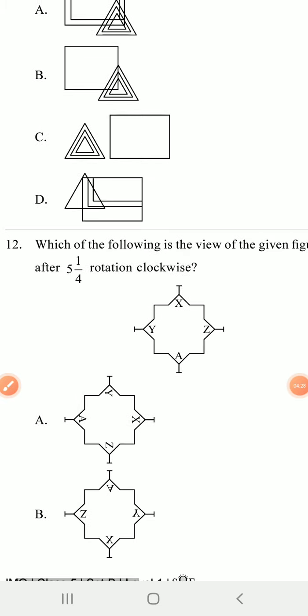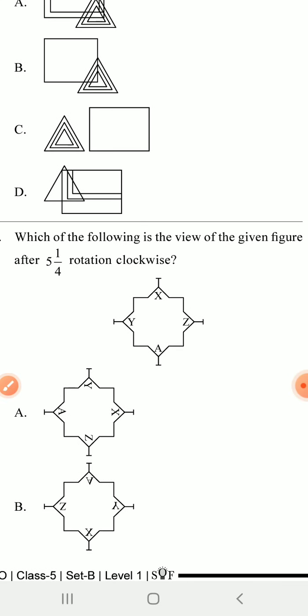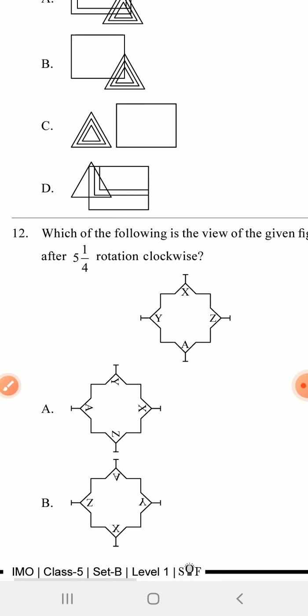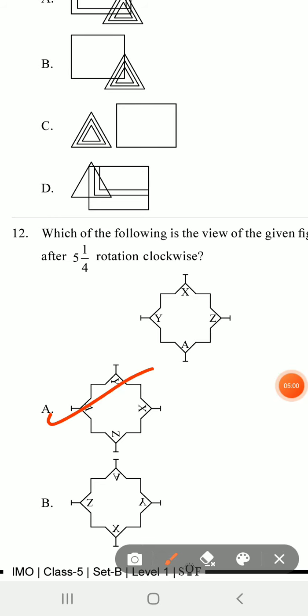Which of the following is the view of the given figure after 5 whole 1 by 4 rotation clockwise? If I rotate 5 times, then you see that A changes to take the position of Y, which takes the position of X, which takes the position of Z. In this way, after 1 by 4 rotation, you see that this is the answer. So A is the answer.